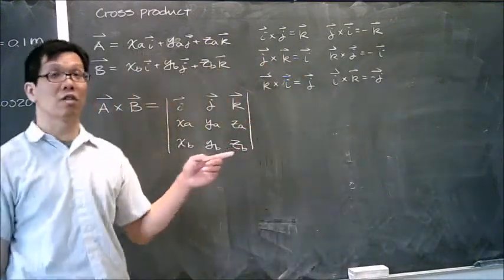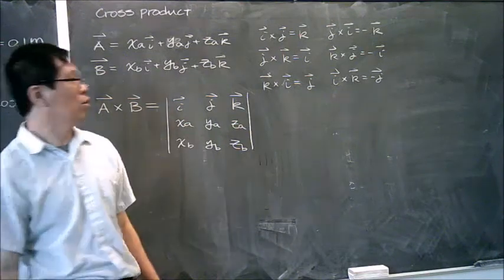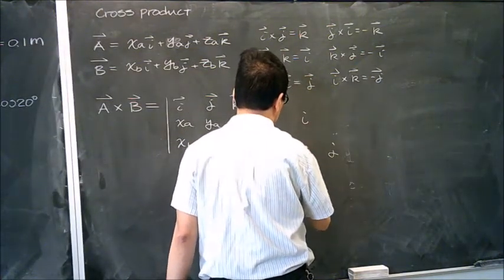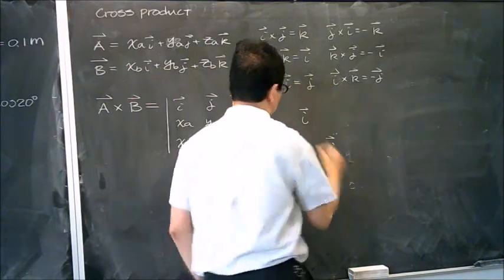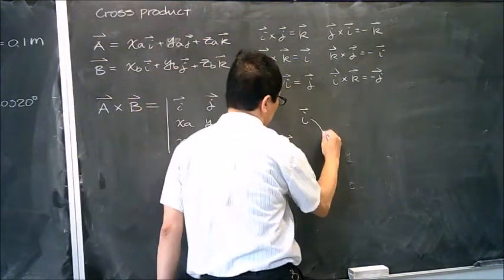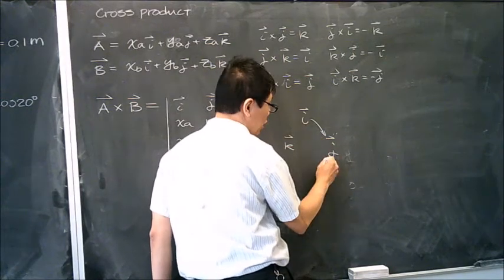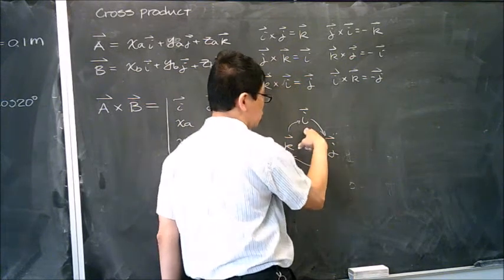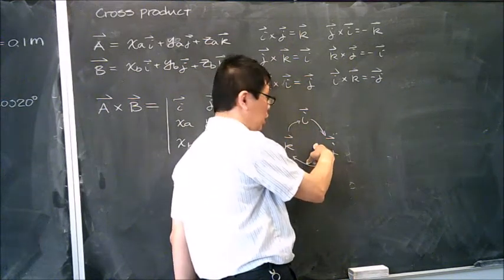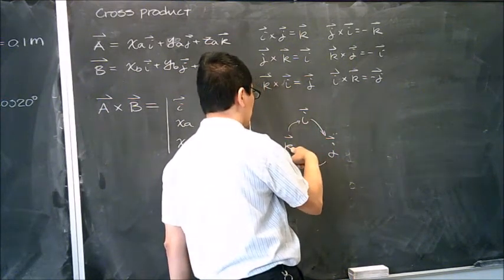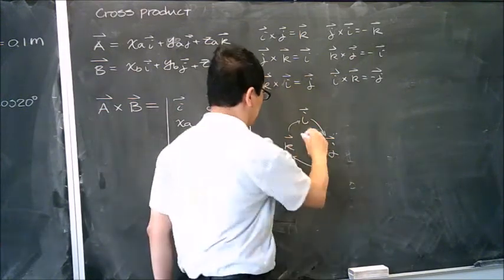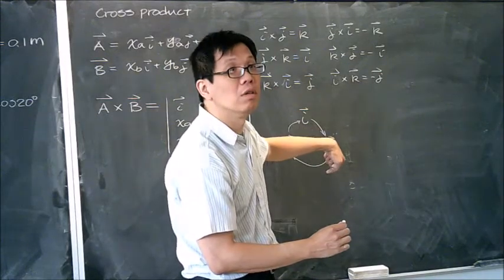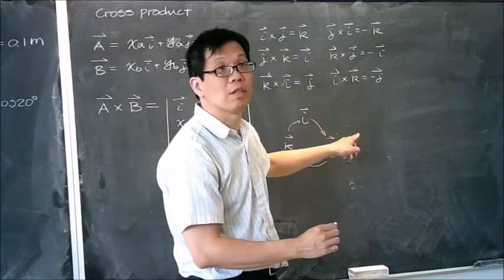Okay? I know this is a little bit tedious for you guys to remember. So let's do that. I, J, K. If I cross product J, it becomes K. K cross product I becomes what? J. J cross product K becomes what? I. So this is a sequence. If you follow this sequence, you're going to have positive sign in front of it.